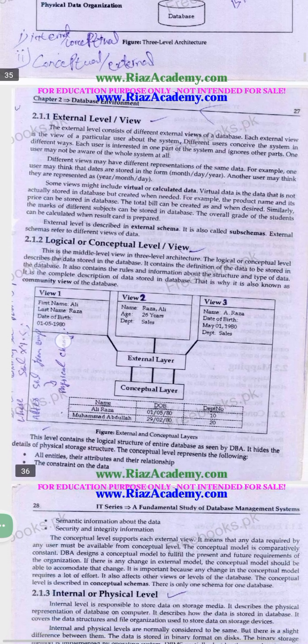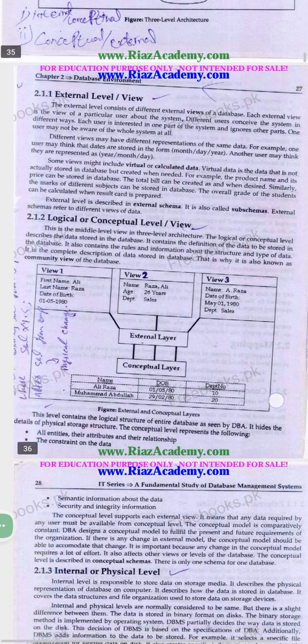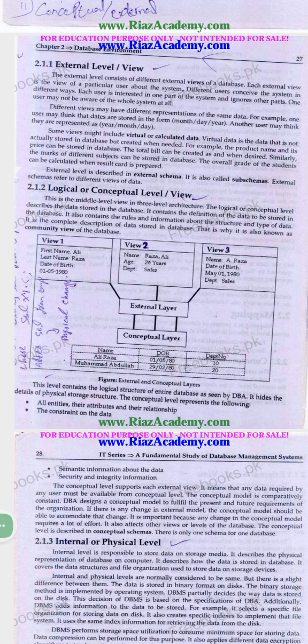Next we have further elaboration of these three levels. First one, external level, or we can also call it a view. We already discussed in the class what a view is. A view is basically a schema or structure. Schema means structure. Structures mean we have a form of representation of the data. This is also known as a table or relation.